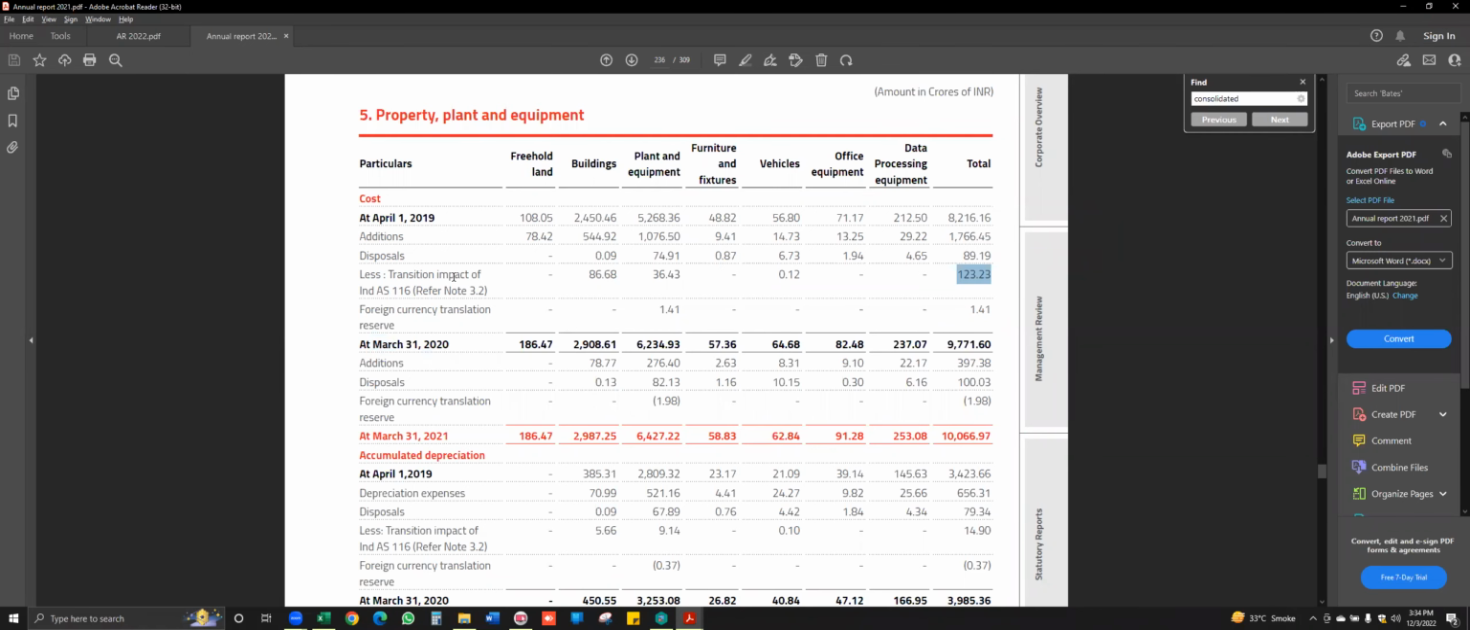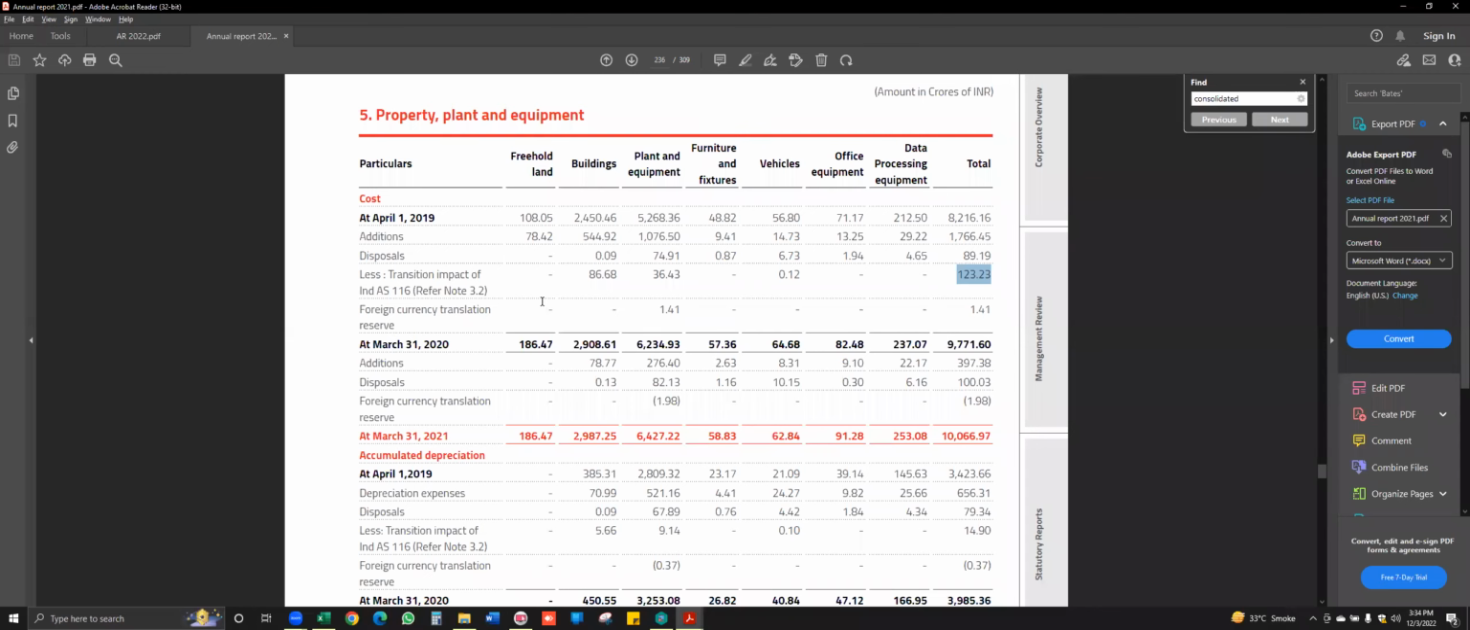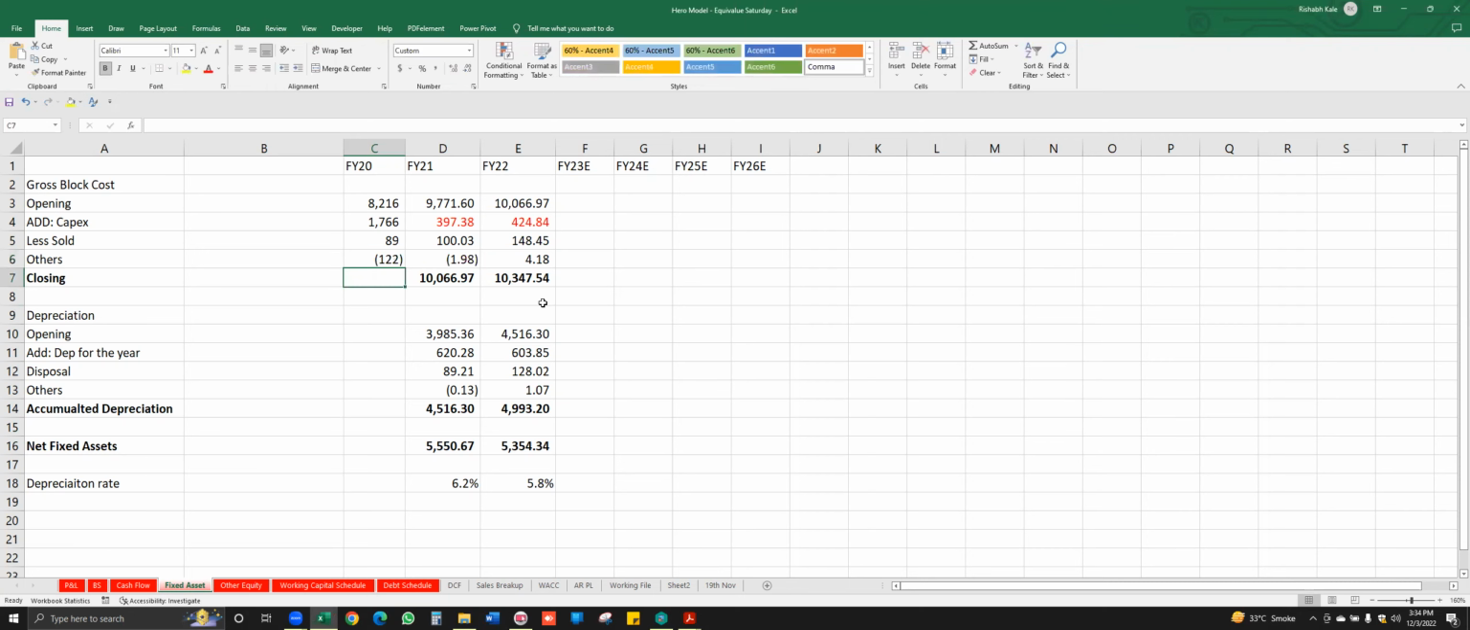See, they have written less. So make sure you put a negative sign, and just write 123.23 plus that 141. See, the amount is telling. This closing will be opening, right? It should tally. Your balance sheet will tally these numbers.